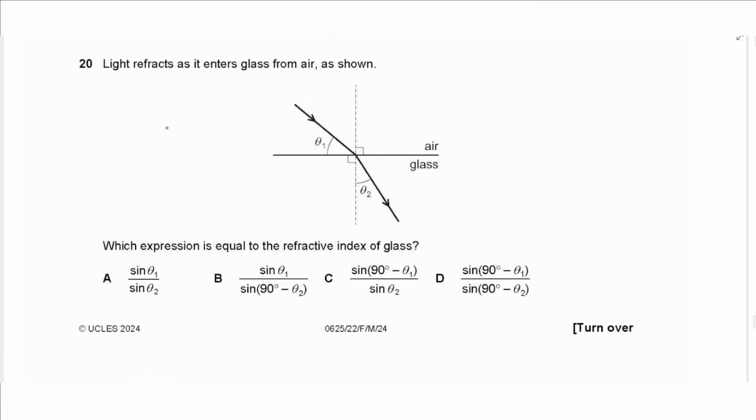Question 20 says, light refracts as it enters glass from air as shown. Which expression is equal to the refractive index of the glass? So the refractive index is equal to sine the angle in the air over sine the angle in the other medium, which is glass in this question. So the angle in the air is actually between the ray and the normal, so it is 90 minus theta 1. And the angle in the medium is theta 2. So we need sine 90 minus theta 1 over sine theta 2, so the answer is C.